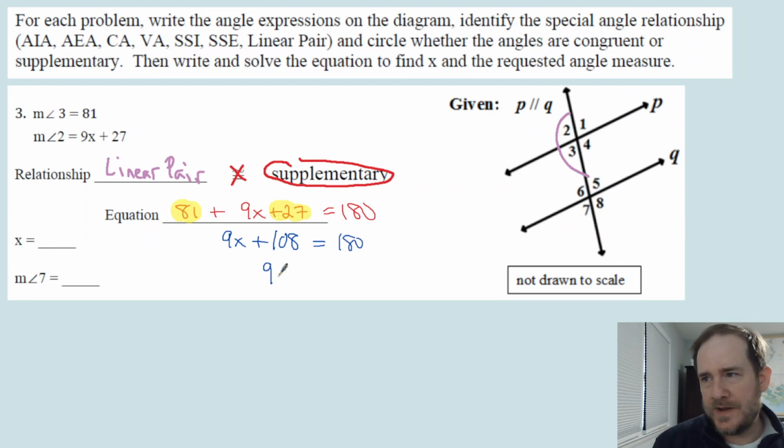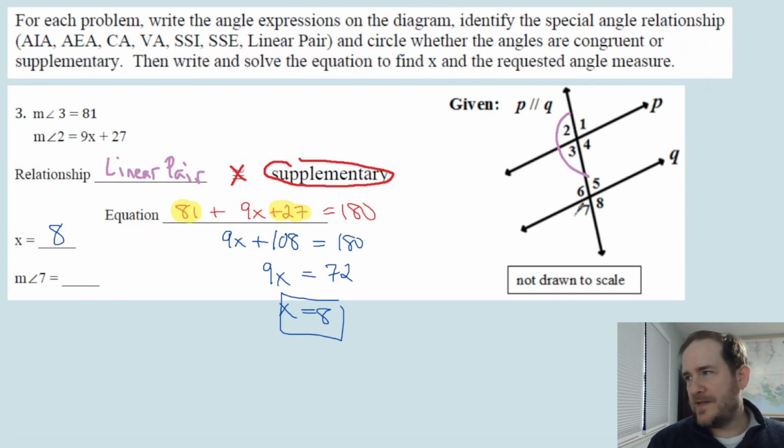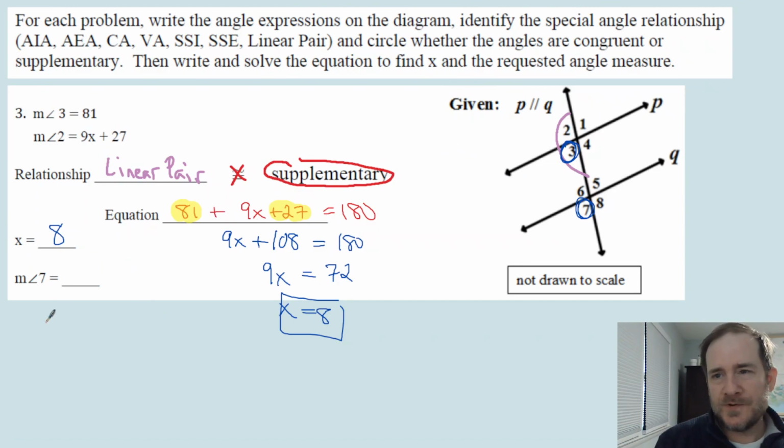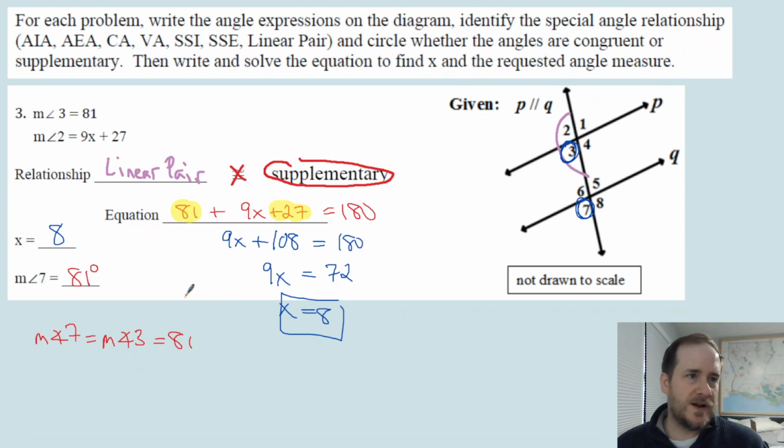So you subtract the 108, and the 108 cancels, and over here you're left with 72. Then you divide by 9, and you find out that x is 8. Now if x is 8 and they want you to find 7, your best bet would probably be to recognize that 7 and 3 are corresponding. So 7 has to equal 3, which means I don't have to do any work. It says right here 3 is 81. So if you really want to justify your work, you'll say that the measure of 7 equals the measure of 3, which is 81. So it's 81. So that was kind of an easy one. You didn't have to do any extra work, really.